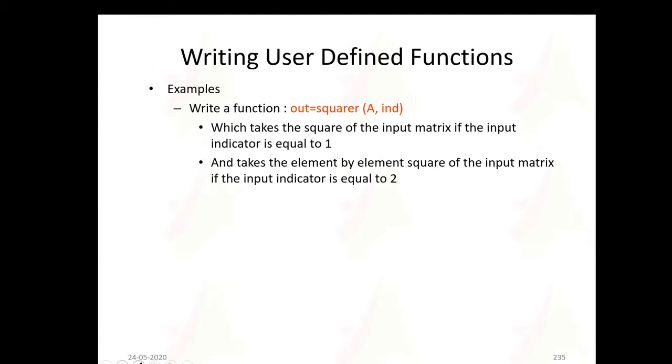Now let us write user-defined functions. You can see here I am going to write a function. The output variable is out, the function is squarer with inputs A and int, which takes the square of the input matrix if the input indicator is equal to 1. If it is 1, it does the matrix square, and it takes the element by element square of the input matrix if the input indicator is equal to 2.